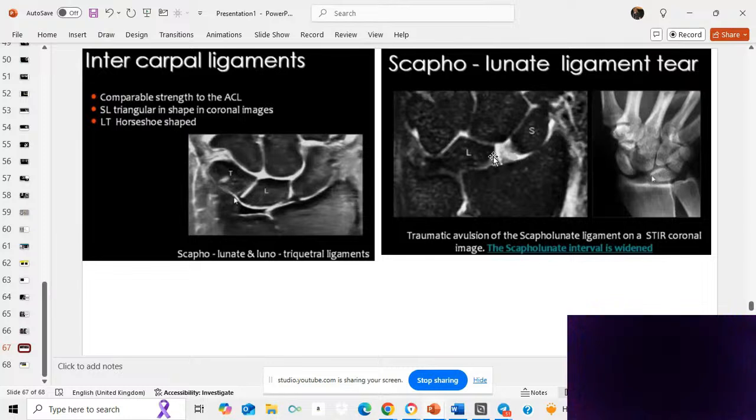On scapholunate ligament avulsion, the lunate attachment of the ligament is very strong compared to the scaphoid attachment of the ligament. So you will usually see that the avulsion is at the scaphoid attachment of the ligament because it's weaker than the lunate attachment of the ligament.